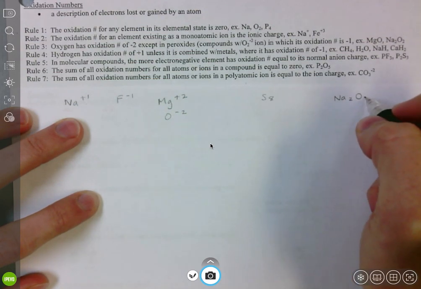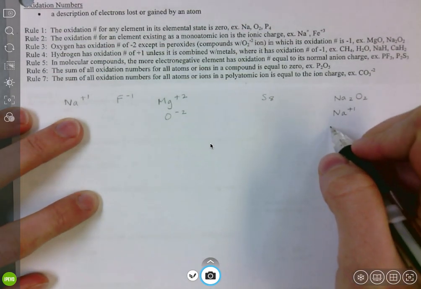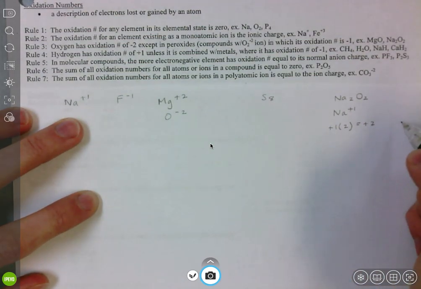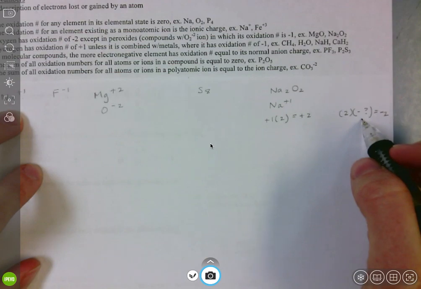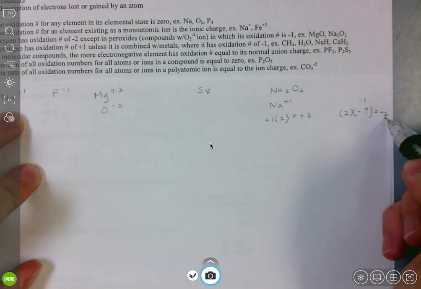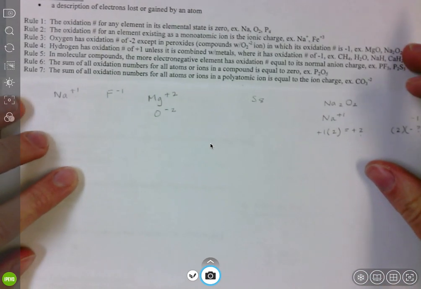But here with sodium peroxide, Na2O2, sodium has a positive 1 charge and there are 2 of them, so overall we have a positive 2 charge. There are 2 oxygens, and they each have some negative charge that has to cancel out that positive 2 with a negative 2. So each of those oxygens has to have a negative 1 charge, since 2 times a negative 1 equals a negative 2. So this is a peroxide, sodium peroxide.